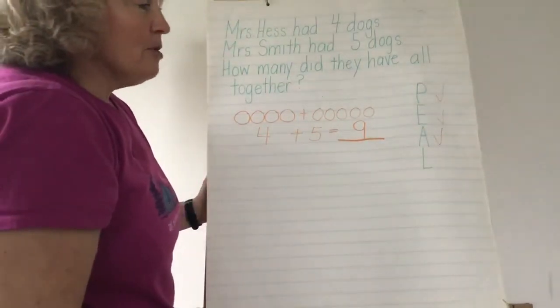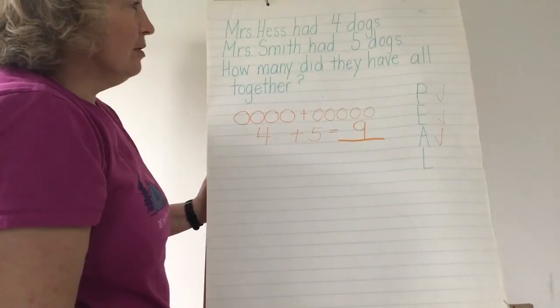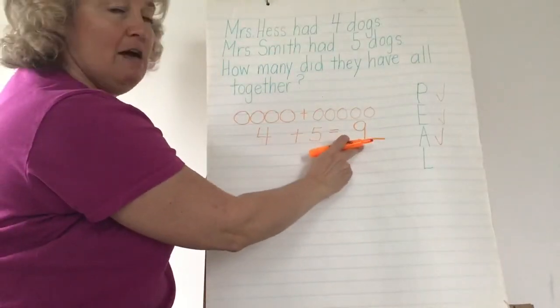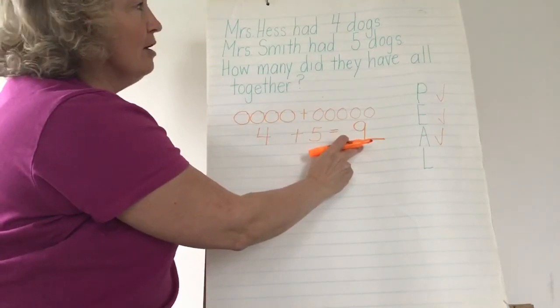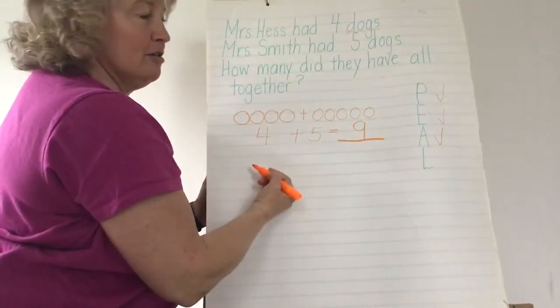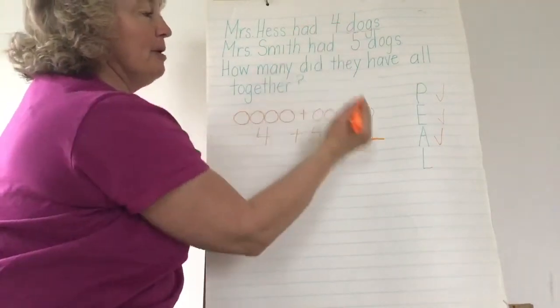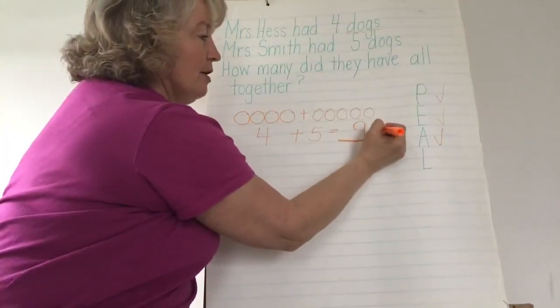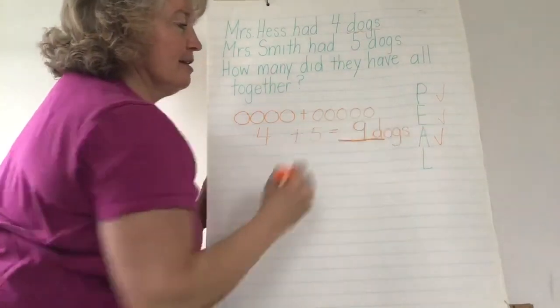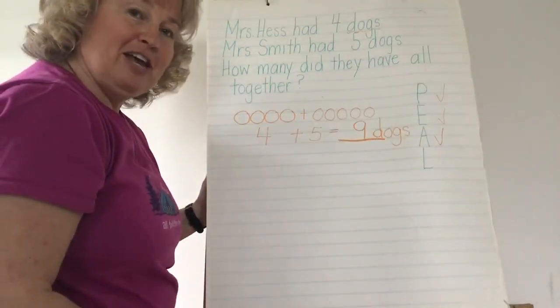And the last part was L for label. So what did they have 9 of? Let's go back and look. They had 9 dogs. And I can make sure to spell it correctly because it's right there. D-O-G-S. 9 dogs all together.